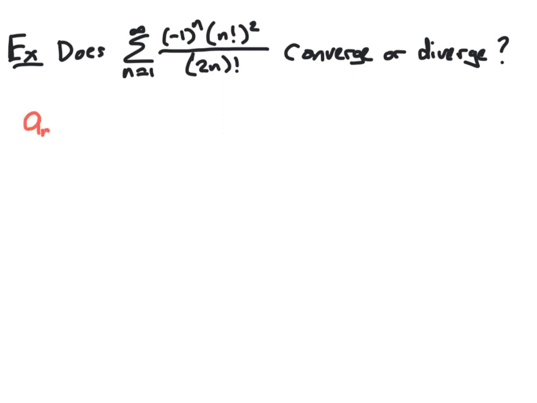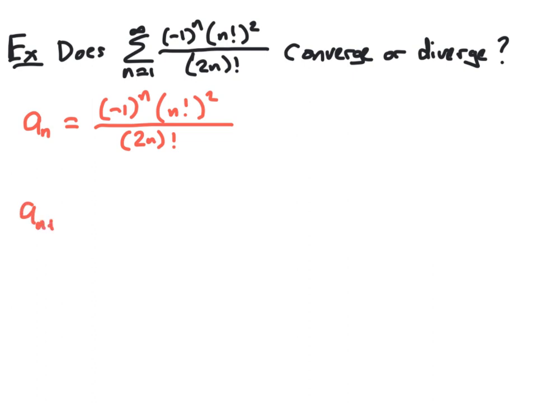For the ratio test, we need our consecutive terms. Here a sub n is our given term, (-1)^n times (n factorial) squared, divided by (2n) factorial. When we compute a sub n plus 1, we do have to be a little bit careful here. We will get (-1)^(n+1). In the numerator for our factorial, we're going to have ((n+1) factorial) squared. So notice that we do need an (n+1) factorial, not n factorial plus 1.